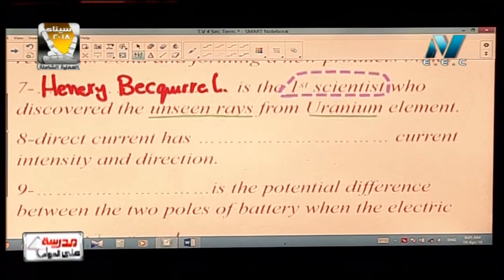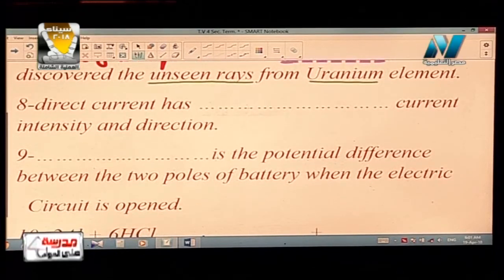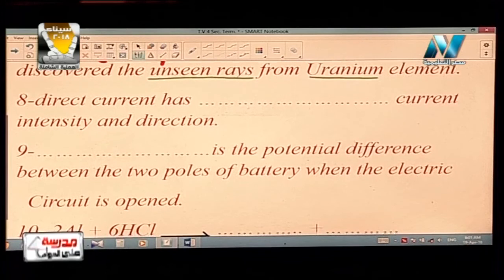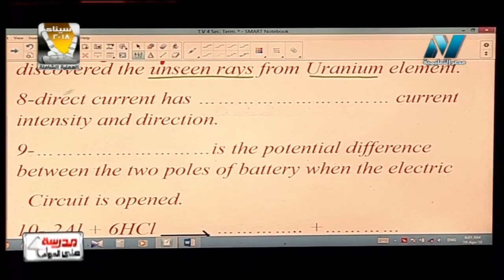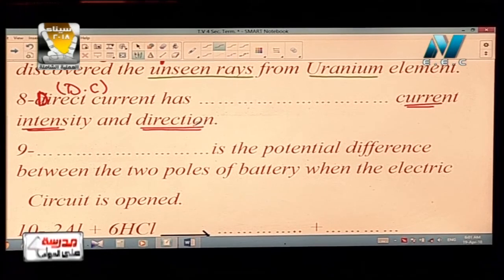Question number 8: direct current has what? Current intensity and direction. Here we talk about the direct current. بنتكلم على DC. Has what? Current intensity and what direction. We can differentiate between direct current and alternating current.